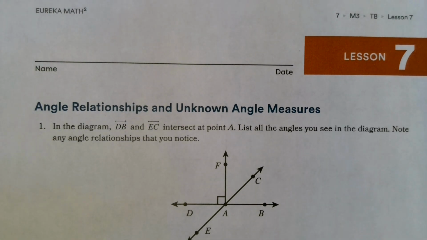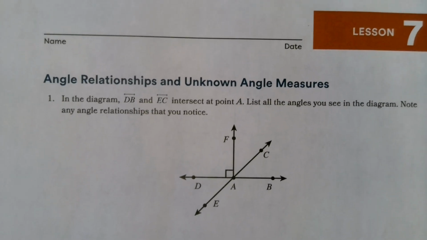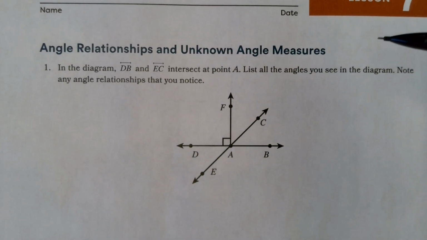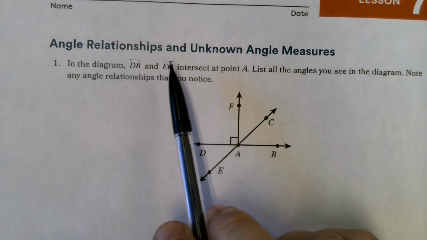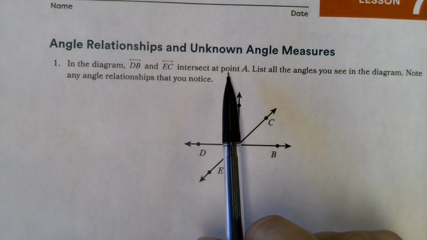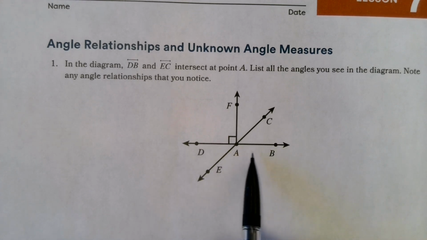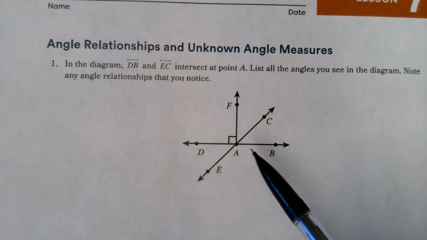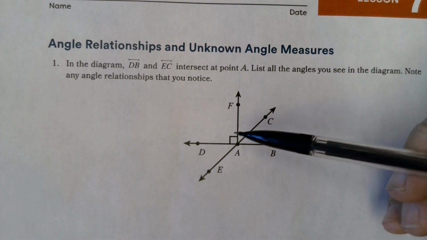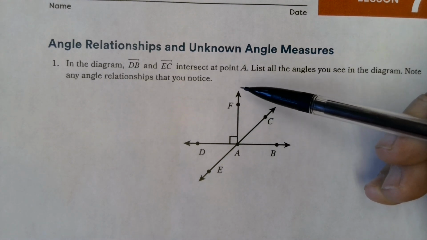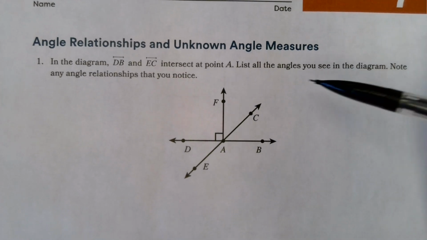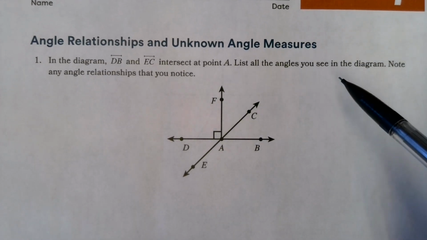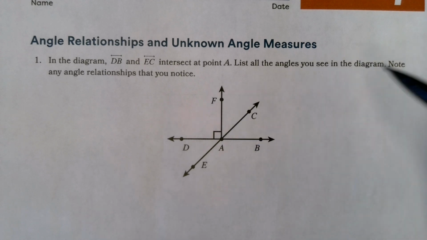This video covers Lesson 7 in Module 3 for your Eureka Math Level 7. This is over angle relationships and unknown angle measures. In our first question, we see that line DB and line EC intersect at point A. So we have DB, which is a line because it's got the arrows on the end, and we have EC. We also have ray AF because it has an endpoint and an arrow on the other end. Okay? So it says list all the angles we see and note any angle relationships you notice.